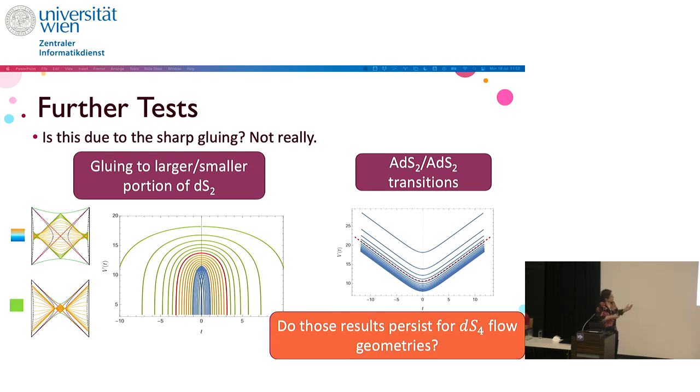And of course, all these results raise the question of what happens in higher dimensional cases. Is this a kind of fluke of 2 dimensions? Would it look the same in higher dimensions? Very recently, these 4-dimensional flow geometries were constructed, and so we hope to be able to look at them as well.